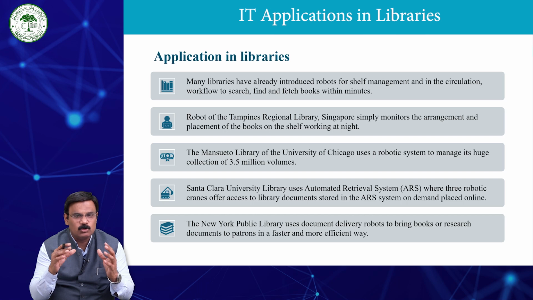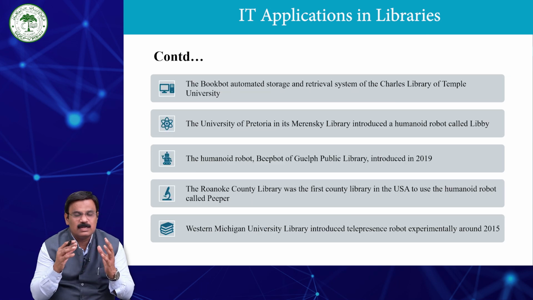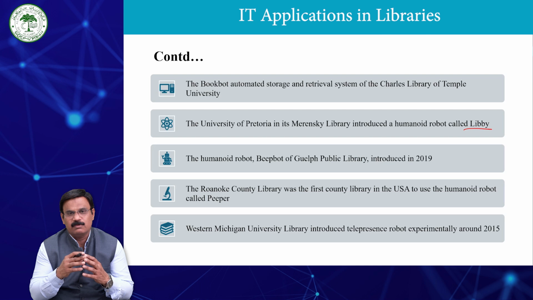The New York Public Library uses document delivery robots to bring books or research documents to patrons in a faster and more efficient way. The Bookbot automated storage and retrieval system of the Charles Library of Temple University. The University of Pretoria, in its Merensky Library, introduced the humanoid robot called Libby. The humanoid robot, Bfort, of Guelph Public Library, introduced in the year 2019. The Roanoke County Library was the first county library in the USA to use a humanoid robot called Pepper.